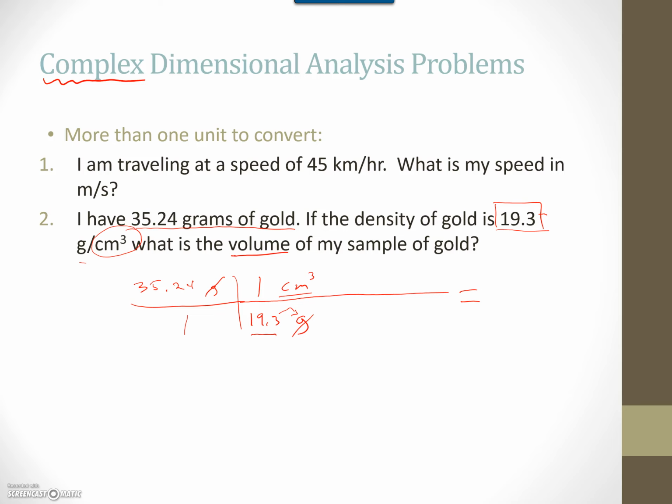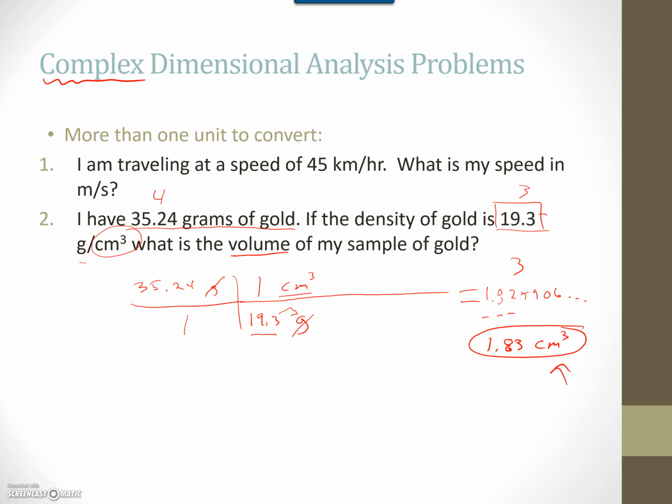35.24 divided by 19.3, and I get a big, long, ugly number, 1.825906, and so on, right? Now, how many sig figs do I get in my answer? I have 3 there in that conversion factor. I have 4 there, so I'm going to put 3 sig figs in my answer. So I'm going to go 1, 2. I'm going to round that 2 up. So I'm going to say 1.83 cubic centimeters will be my answer that I would report on a quiz or test.